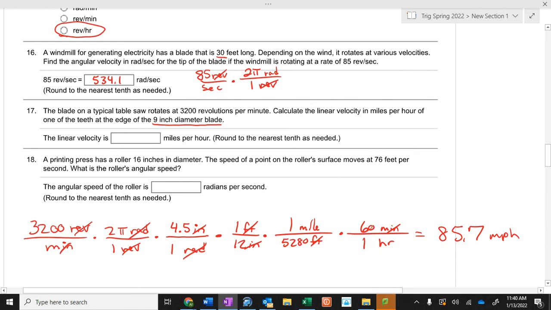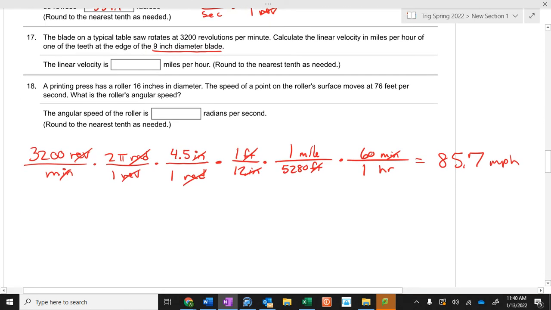Okay, last one. Pretty impressed. Has a roller that's 16 inches in diameter. The speed of the plane roller moves at 76 feet per second. What is the angular speed? So here we have to work backwards. We start out with 76 feet per second, and we want to get radians per second. So how, if we know the roller is 16 inches in diameter, what do we do? First step.